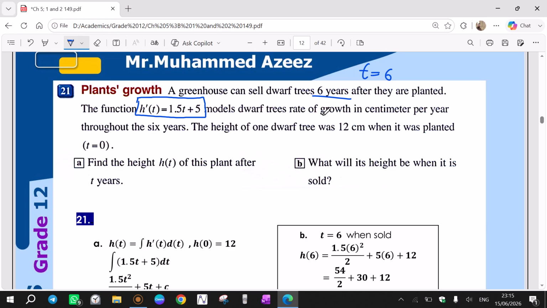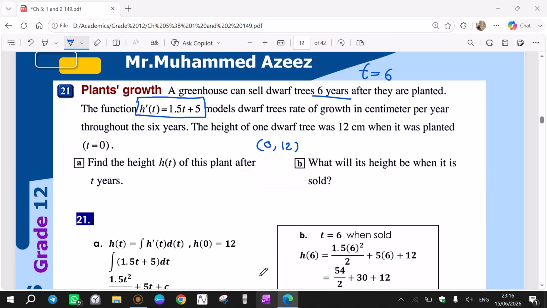Rate means derivative. And we have the height of one dwarf tree was 12 centimeters when it was planted, t equal to 0. This is a point. The height is 12 when it was planted. When it was planted, number of years is 0 and the height is 12 centimeters. We can use this point later to find the value of c.